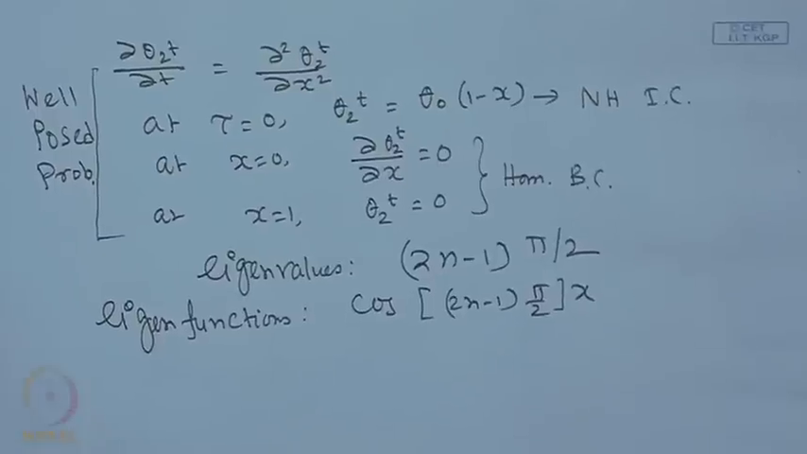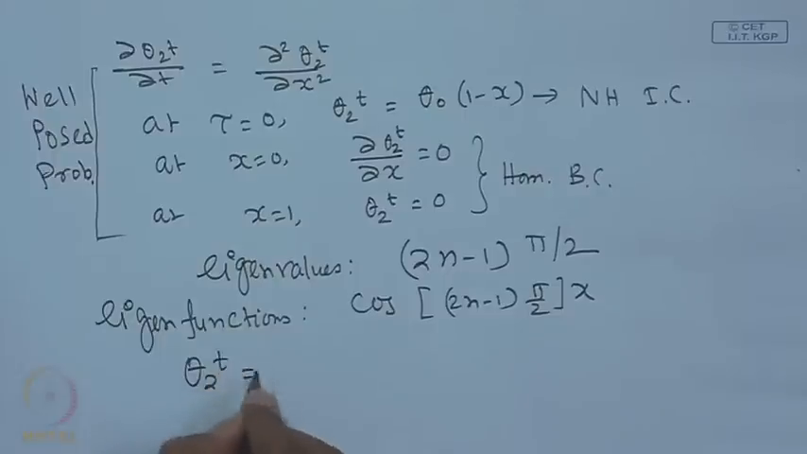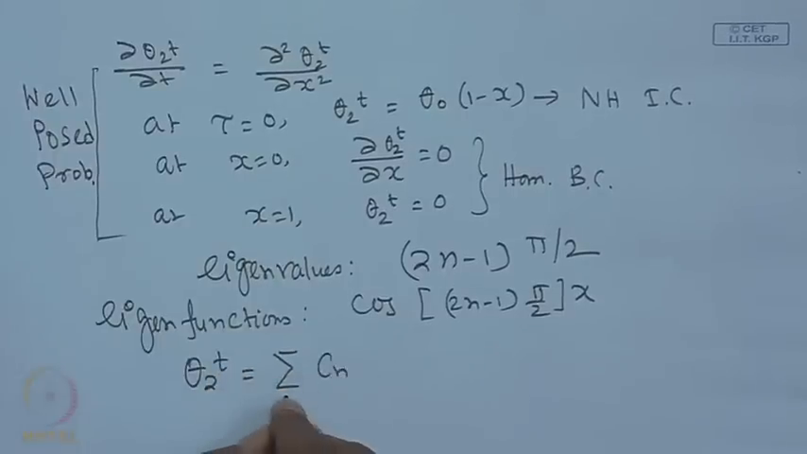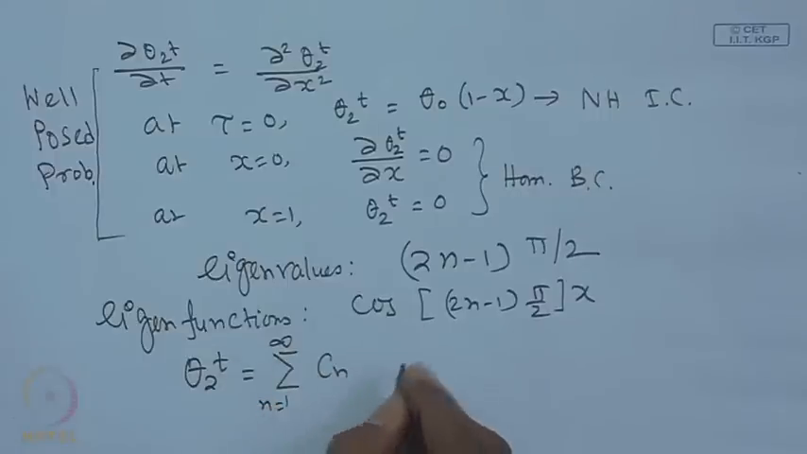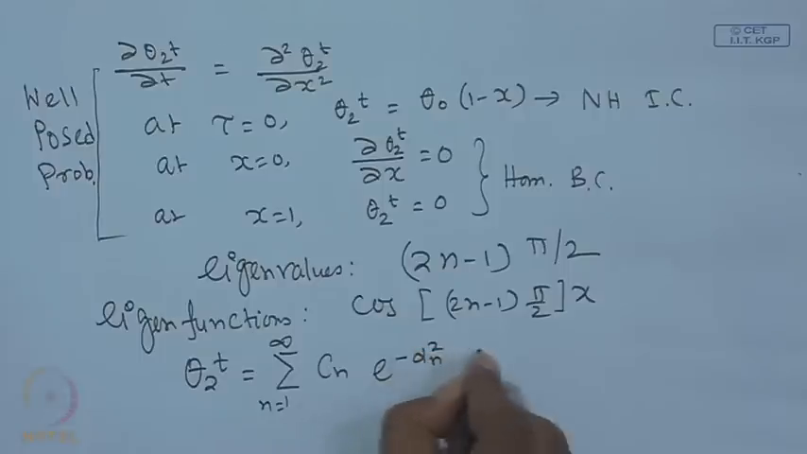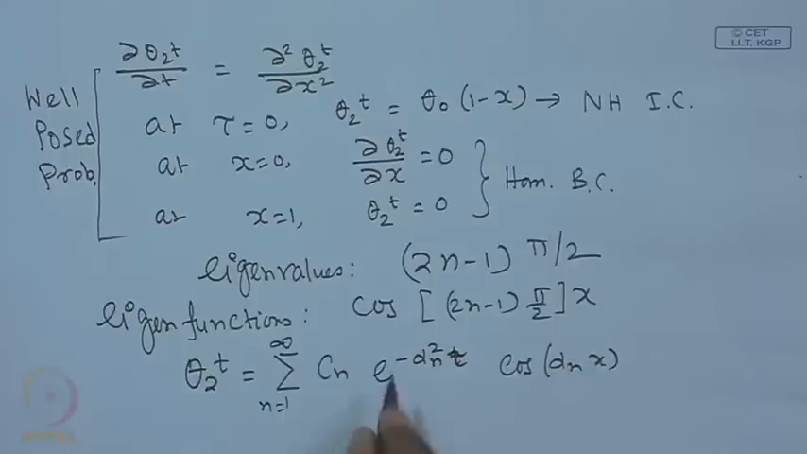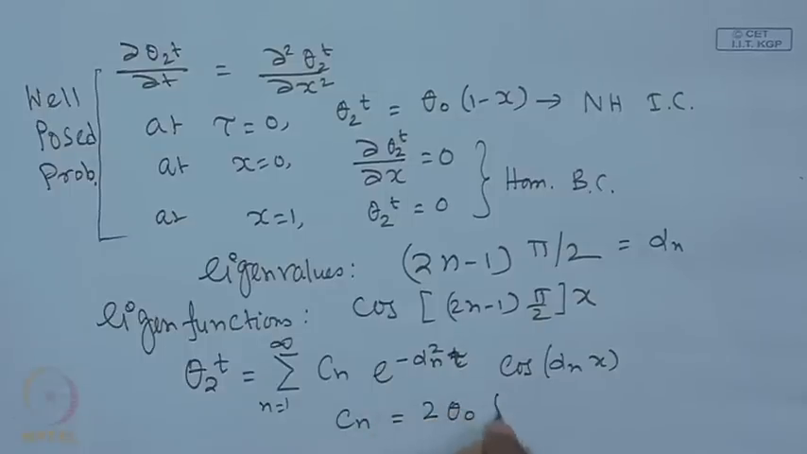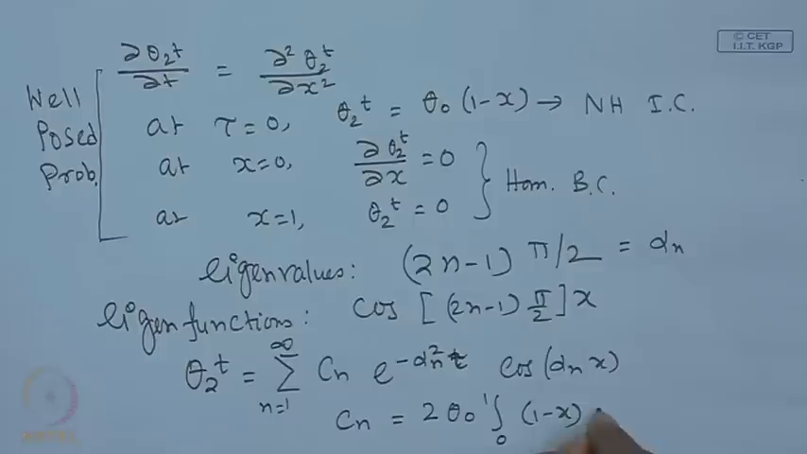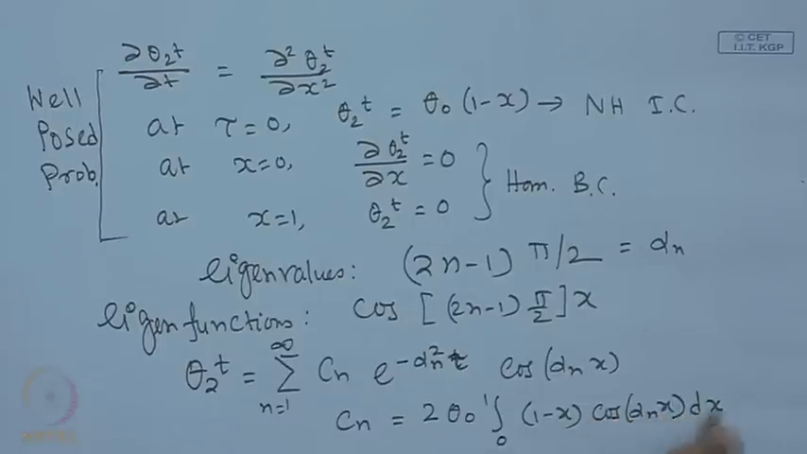So, I am not going into the detailed solution. We have solved this problem several times earlier. The solution will be the summation, n equal to 1 to infinity, of Cn e to the power minus alpha n square tau cosine alpha n x, where alpha n are the eigenvalues (2n minus 1) pi by 2, and Cn is nothing but 2 theta 0 integral 0 to 1 of (1 minus x) cosine alpha n x dx. We can evaluate this integral for the time being.